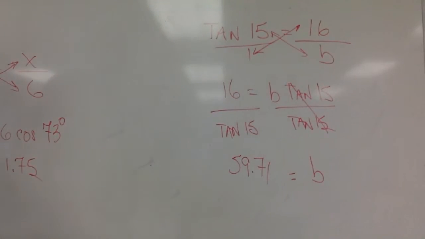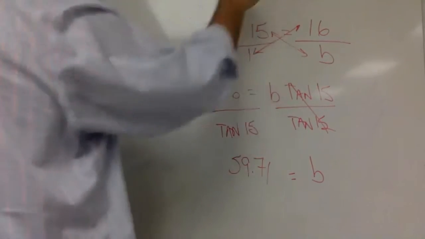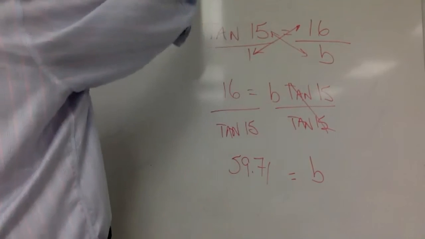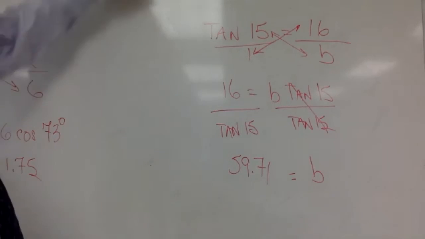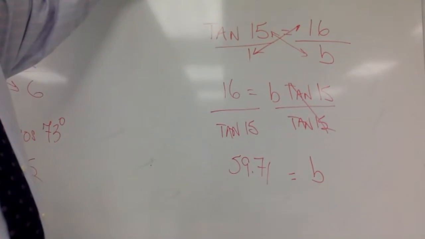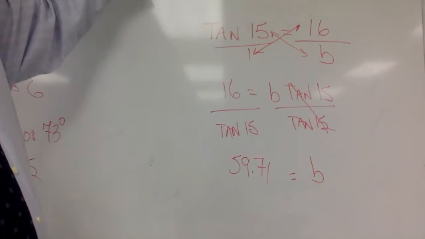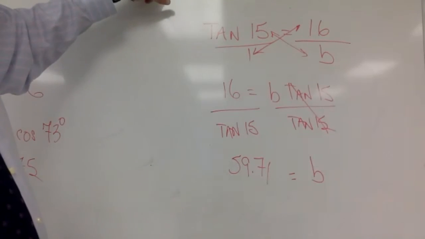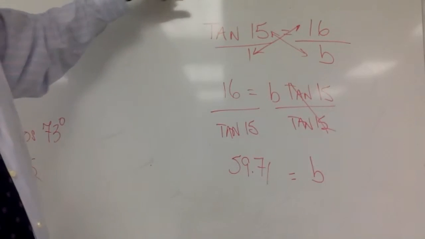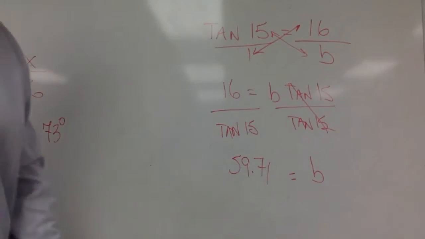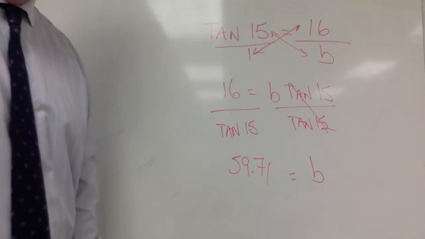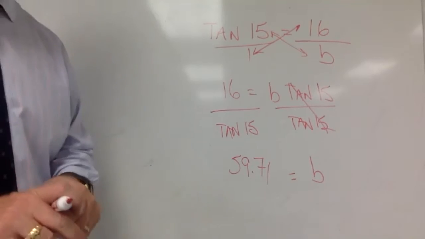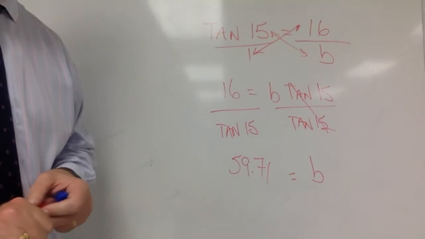All righty. Now let's see if this makes some type of sense. So this is 16. This is 59.7. And that's 61 point. Is the hypotenuse the longest side? Yes. Is the smallest side opposite the smallest angle? Yes. So I'm pretty confident we did that right. You know why? Because we did do it right. Does that make sense? Yes, sir.